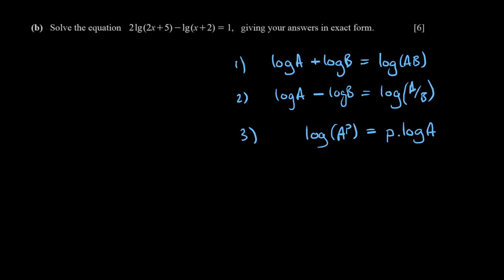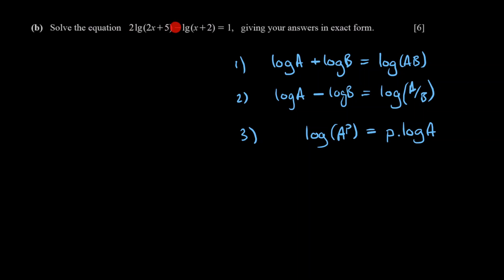Okay, then part B of this question, which is a logarithmic equation. Now, I always think the key to doing these is to know the log rules. So I've written them here in case you've forgotten. So the first one is if I've got log A plus log B, that's equal to log A times B. If I've got log A minus log B, that's equal to log A over B. And if I've got log A to the power of P, that's equal to P log A.